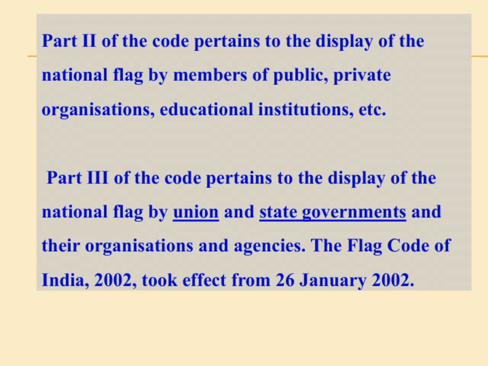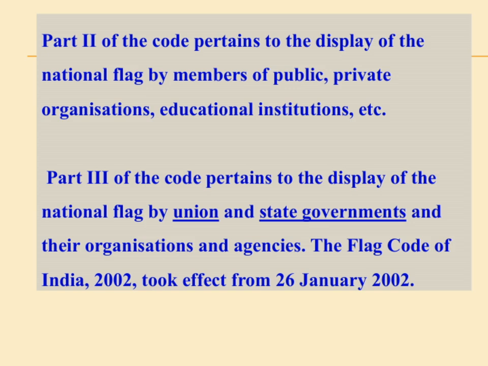Now, moving on to Part II of the Code, which deals with how members of the public, private organizations, and educational institutions display the national flag. It's important to remember that the flag's display by these groups is governed by specific guidelines to maintain respect and dignity. Then, Part III of the Code focuses on how the flag is displayed by union and state governments, along with their organizations and agencies. This ensures uniformity and respect across all levels of government.